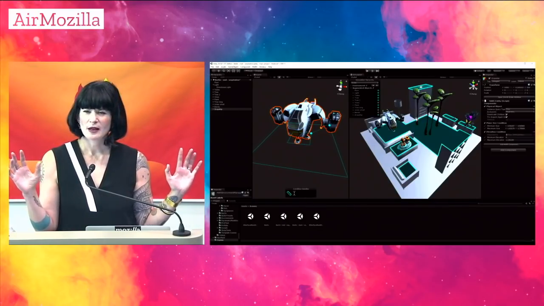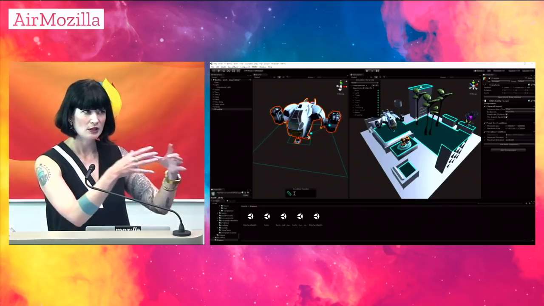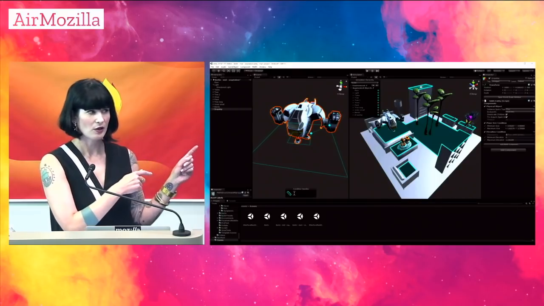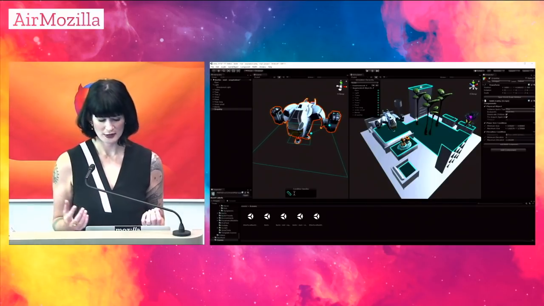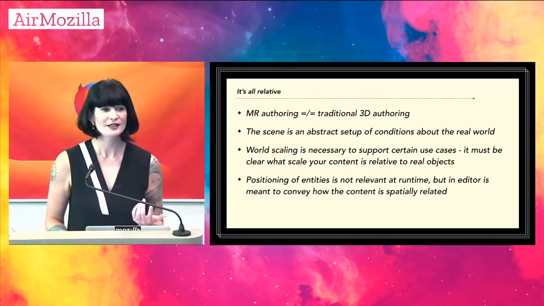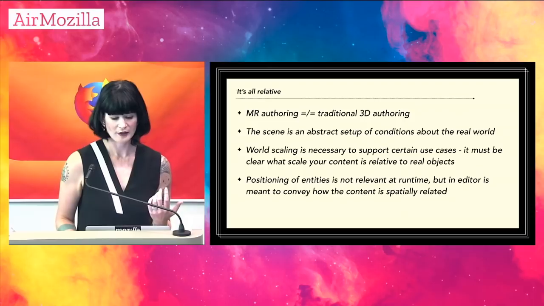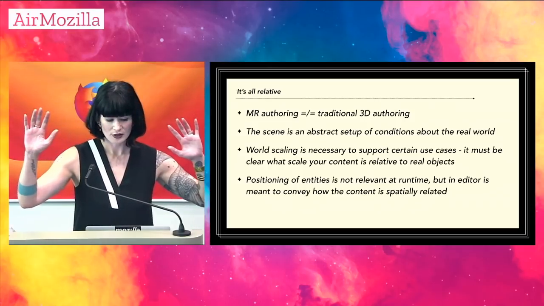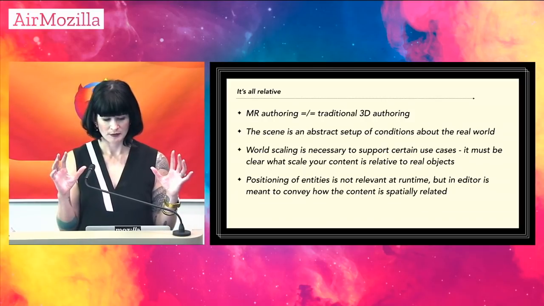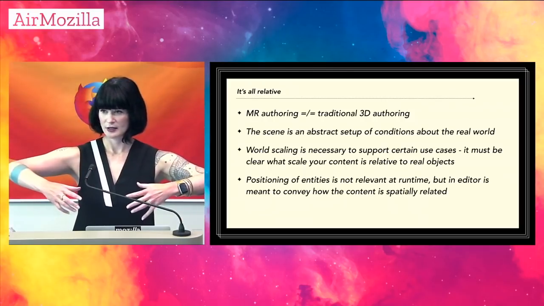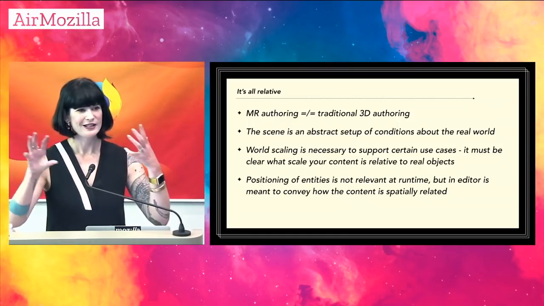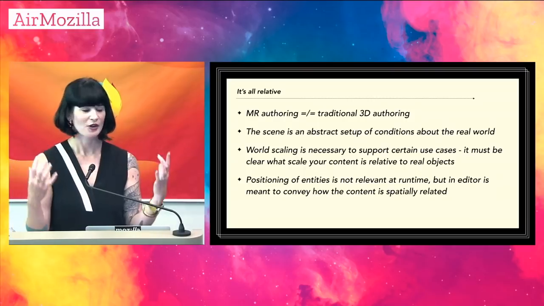But this is the way we thought made the most sense, to remove the objects from their position in the computer and only think about the positions of the objects in the world itself. So in that sense, mixed reality authoring is pretty significantly different than traditional 3D authoring. The scene is just an abstract set of conditions. And another big thing is that world scaling is really important. You have to be clear about how your content scales to the world, but you can't scale the content itself, so we have to scale the camera. Again, a completely different way of thinking about how you author.